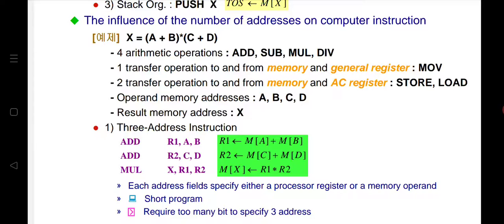So this is a 3 address instruction. Each address field specifies either a processor register or a memory operand. It gives very short programs, but the main disadvantage is that it requires too many bits to specify 3 addresses.